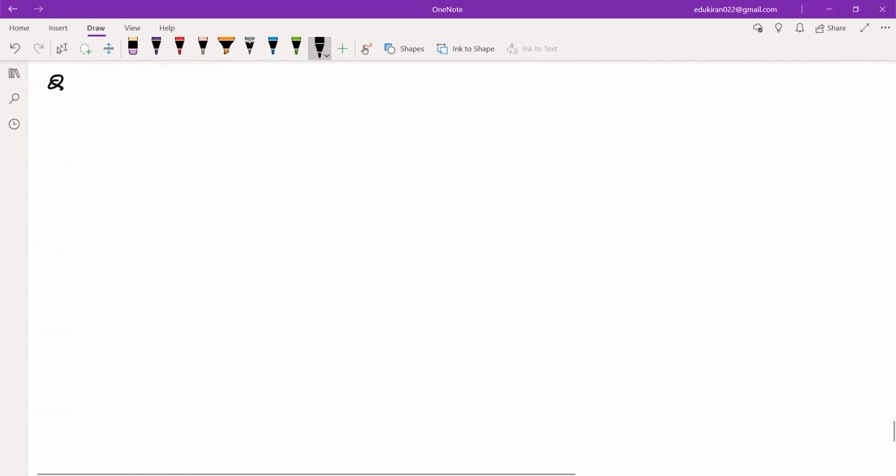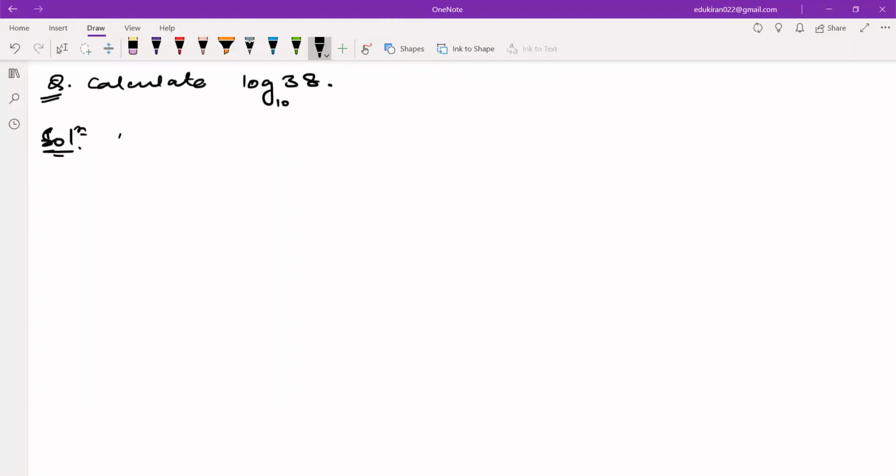Now let us look at some logs which are greater numbers. Let's see, if you have to calculate log 38. Okay. And the base will always be 10. Whenever I am writing log, it will be base 10. So the first thing that you have to do in the solution is to prime factorize.